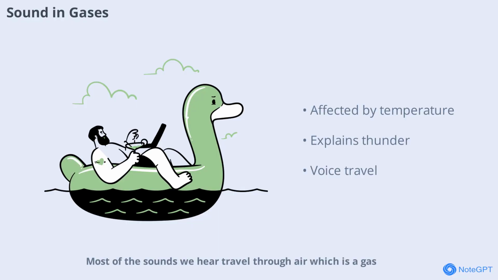Most of the sounds we hear travel through air, which is a gas. The speed of sound in air is affected by temperature, humidity, and pressure. Warmer air allows sound to travel faster. Understanding sound in gases helps us explain everyday phenomena like thunder and the way voices carry over distances.